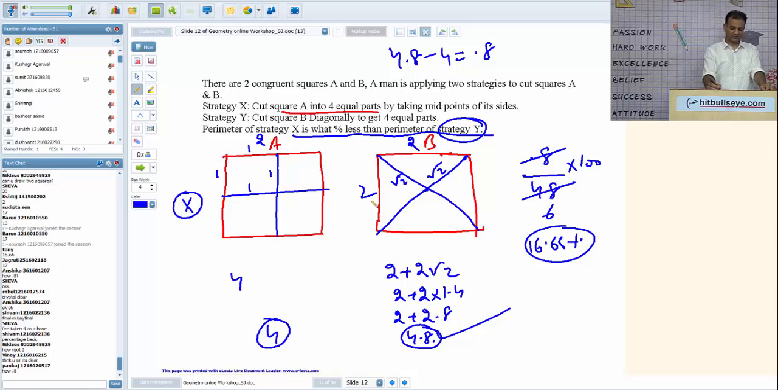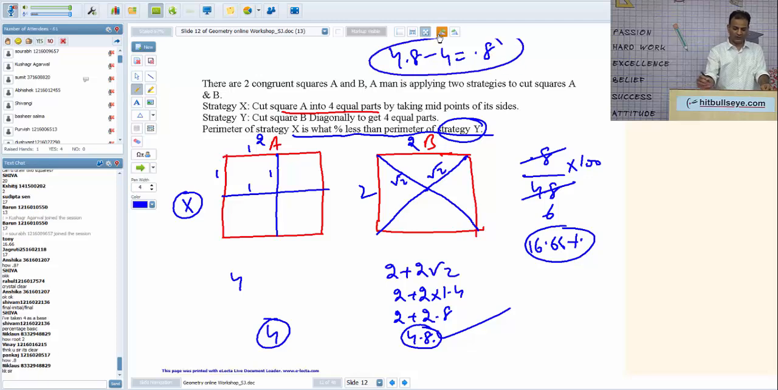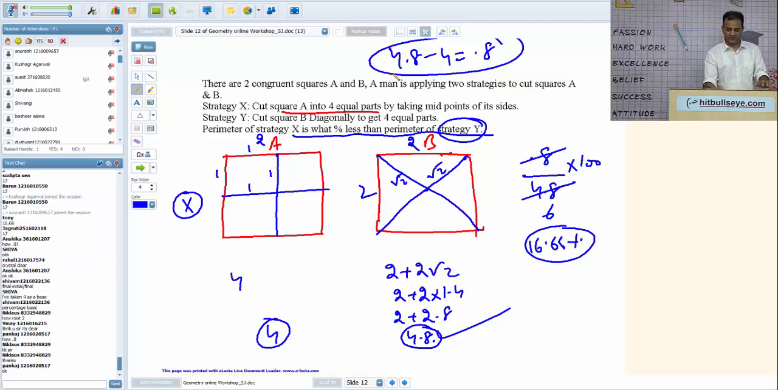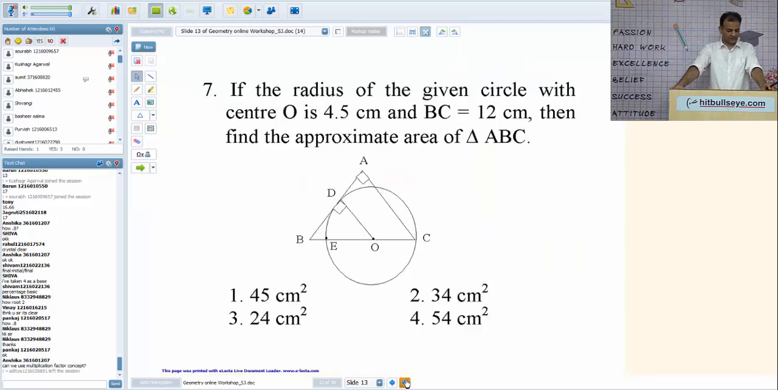Pankaj, how 0.8? You can see I have written here, Pankaj, 4.8 minus 4. Difference is 0.8. Clear, Pankaj? Difference is 0.8. In strategy Y, the perimeter is 4.8. Clear? Now, the next question is the multiplication factor concept.